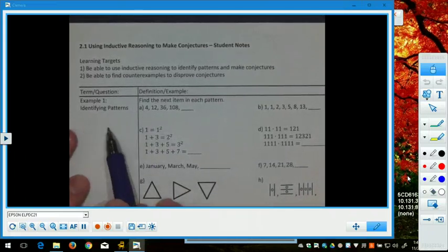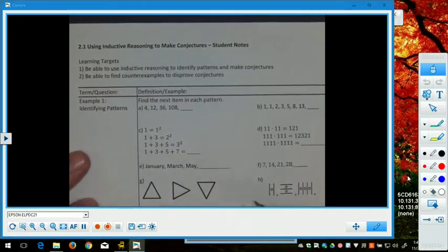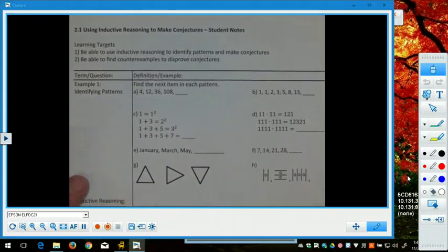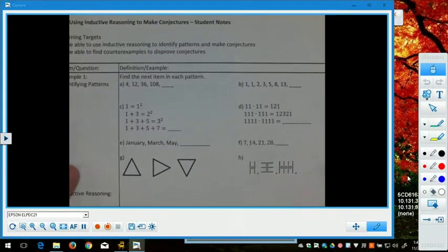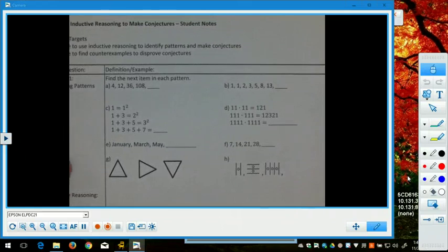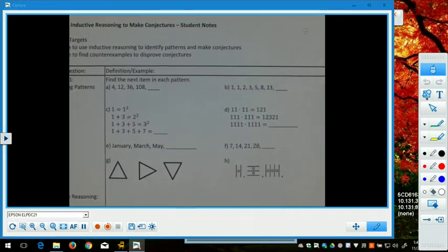So the first thing is identifying patterns. When we're looking at these numbers, we're looking to see if we can find a pattern. I'd like you to pause the video for a moment and see if you can try letters A through H and if you can get the correct answers on your own.